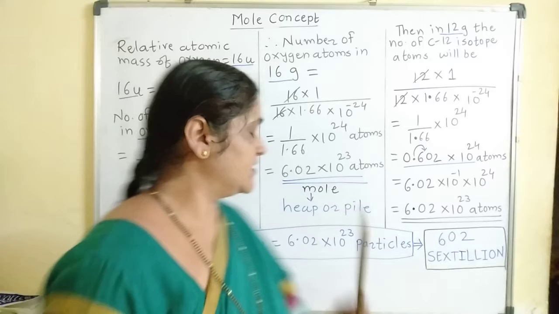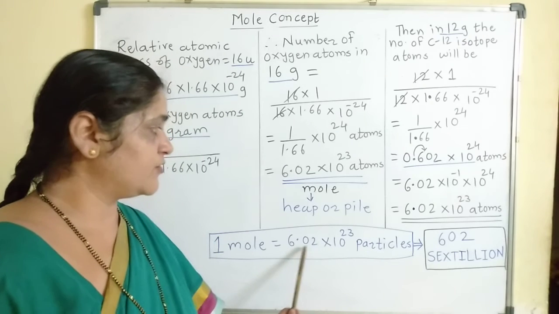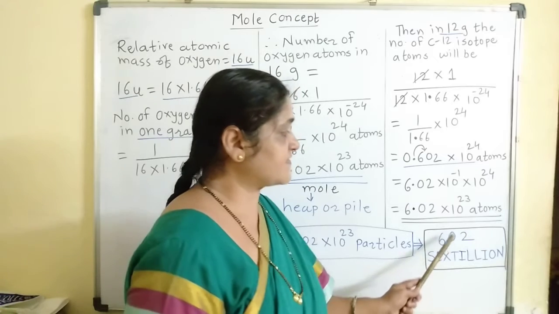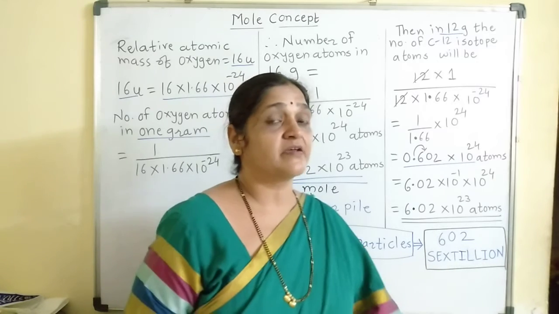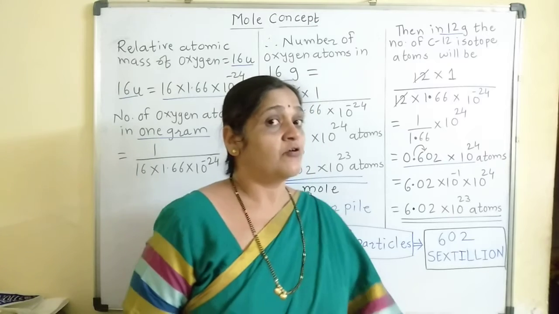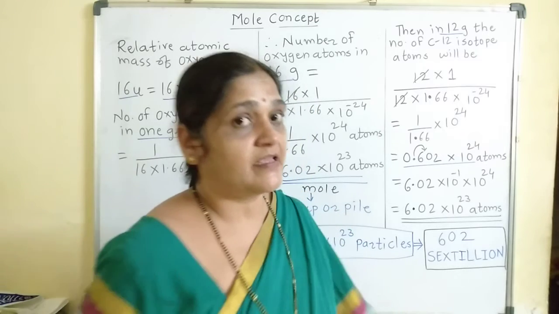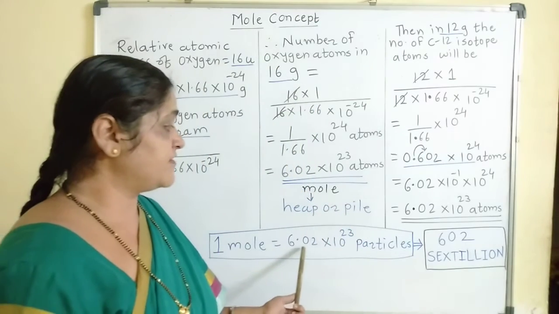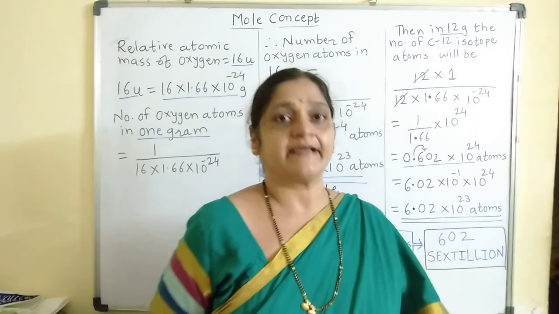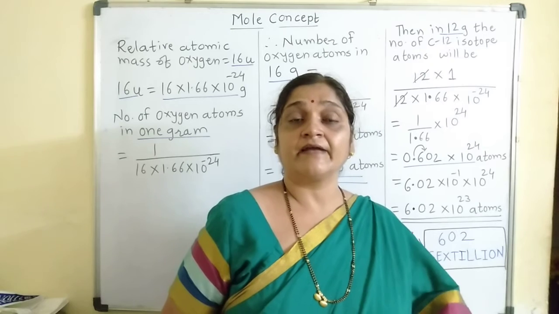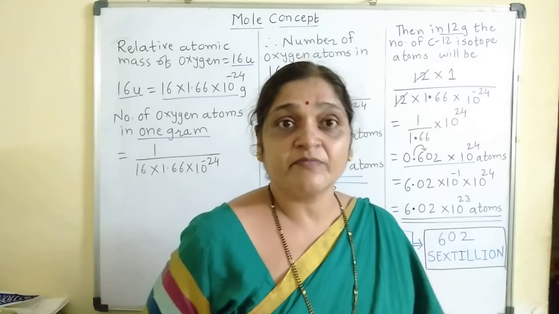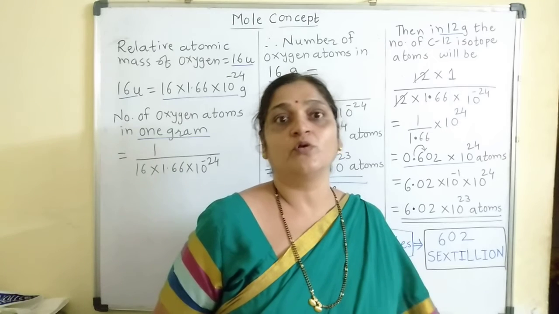Now 1 mole is equal to 6.02 into 10 raised to 23 particles, which is equal to 602 sextillion. This is how big the number is. Suppose I have given you this many balls, that is 6.02 into 10 raised to 23 balls, and I said you have to count 1 ball per second, then it will take 26 lakh years to count this many balls. This much big is the number 1 mole.